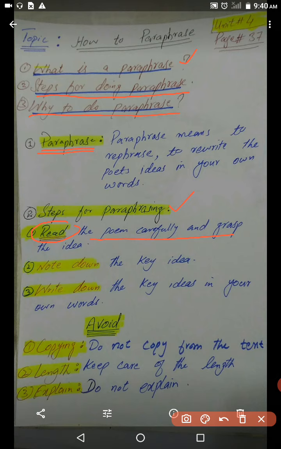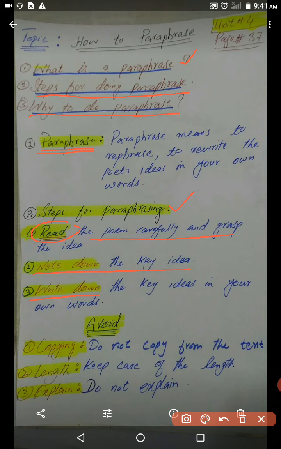And the second step is note down the key ideas with yourself. While reading, take a pen and a page and note down the key ideas, because that is what you will use while doing paraphrase. You have to convert those ideas into your language. You have to write those ideas in your words. And then the last step is that pick up a pen and write down the key ideas in your words. So your paraphrase is done.